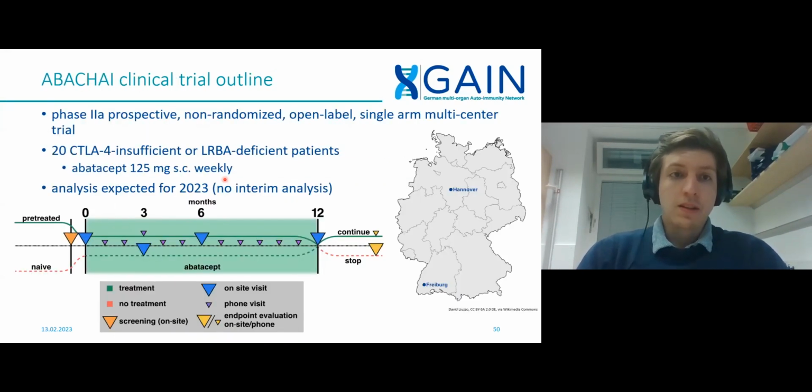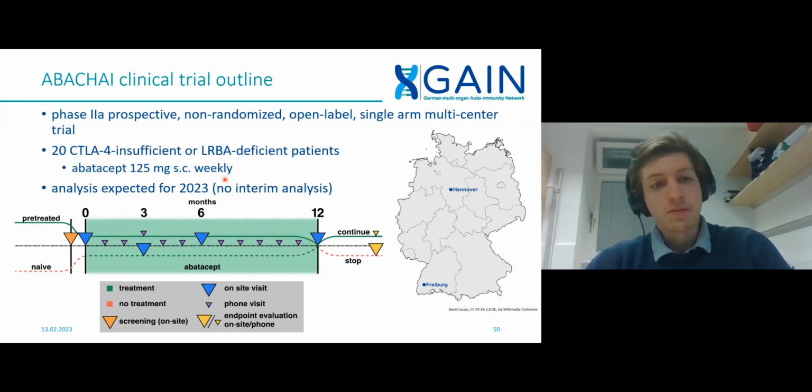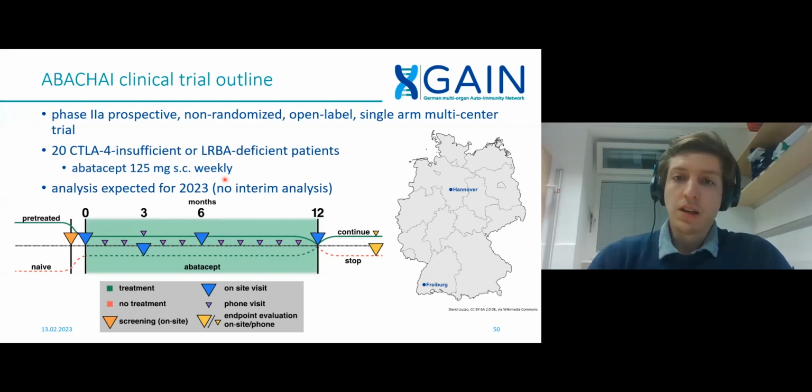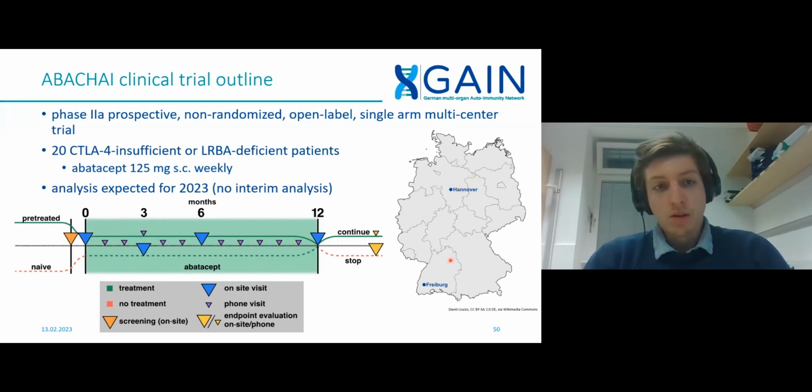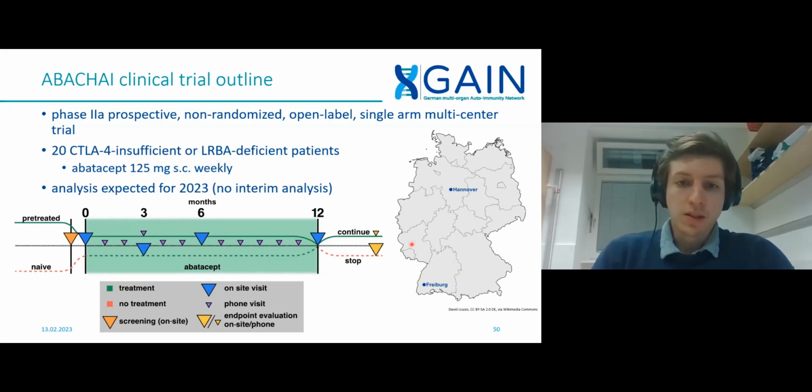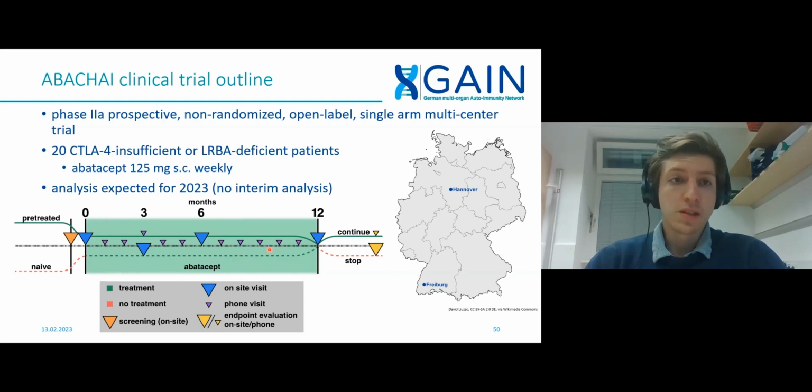And now, how the trial was run. It was a phase 2A prospective trial, non-randomized, open label. And we have 2 centers in Germany, one in Hanover, one in Freiburg. Altogether, there were 20 patients included in this trial and were treated for a period of 12 months with abatacept. The dose we have chosen is 125 milligrams subcutaneously each week.